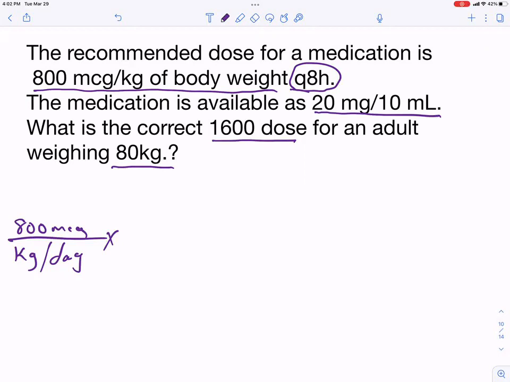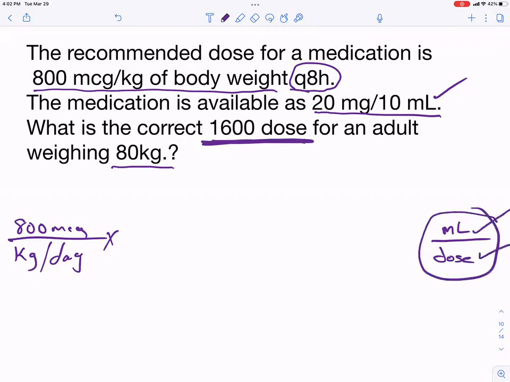So I'm solving for milliliters because that's how it's available. It comes in a liquid and I'm going to give it in a liquid. So that's milliliters. And I'm asked for a specific time and dose. So this is my wanted, milliliters in the numerator, dose in the denominator. So it's the same thing, but it's available in milligrams and it's ordered in micrograms. So I automatically have to be thinking conversion.